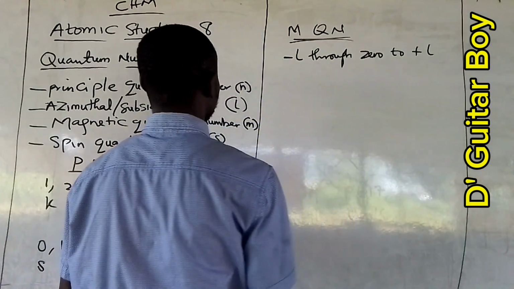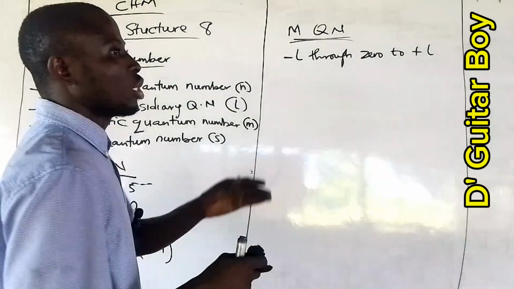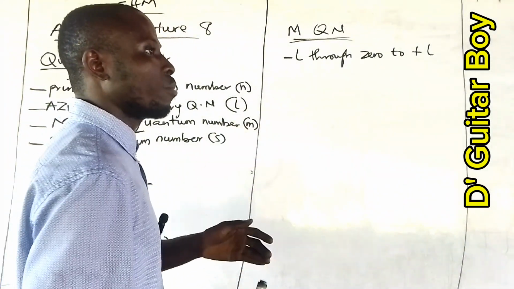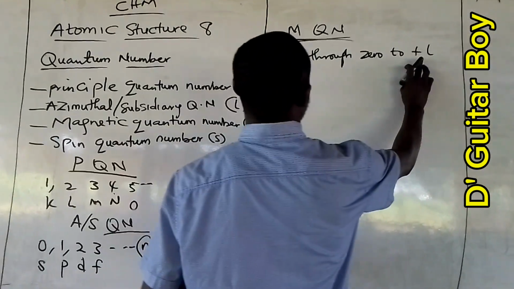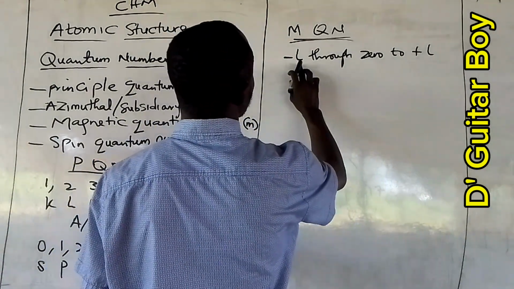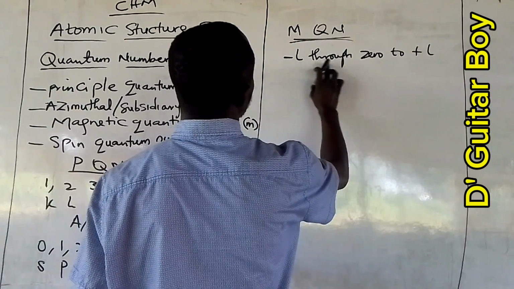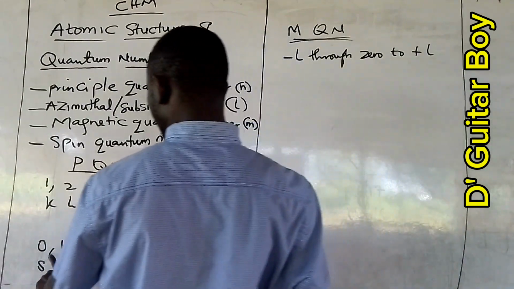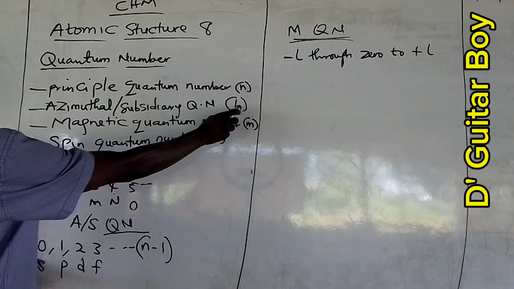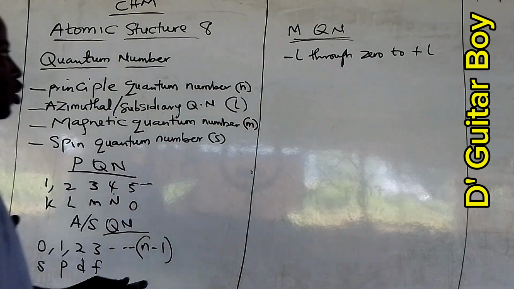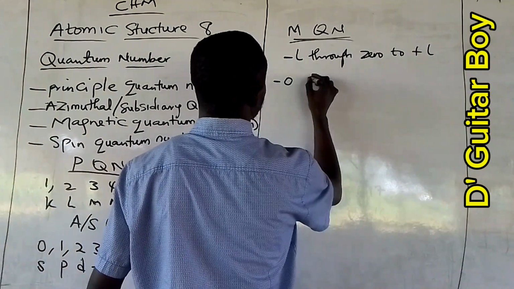So how do we use this? We want to know the number of orbitals, the degenerate orbitals, each orbital can have. As you can see, the magnetic quantum number has a value that ranges from -L through 0 to L. Remember, L is the azimuthal or subsidiary quantum number. When L is equal to 0, you say -0, through 0, you write 0.